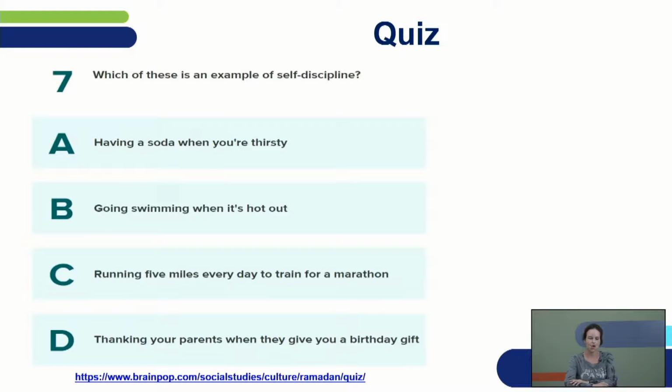Number seven, which of these is an example of self-discipline or self-control? A, having a soda when you're thirsty. B, going swimming when it's hot outside. C, running 5 miles every day to train for a marathon. Or D, thanking your parents when they give you a birthday gift. So, which is an example of self-discipline? C, running 5 miles every day to train for a marathon.